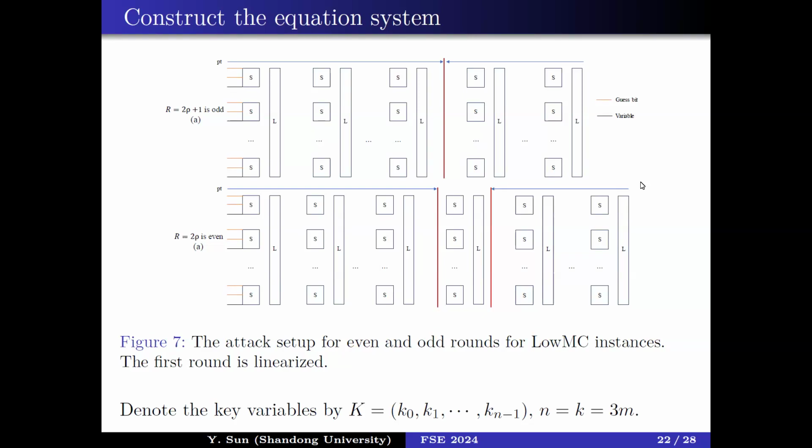The equation system is n equations, starting from a plaintext and starting from a ciphertext, in the forward direction and the backward direction, meeting in the middle, and obtaining the n equations. Okay, thanks. Thank you. So let's thank the speaker again.